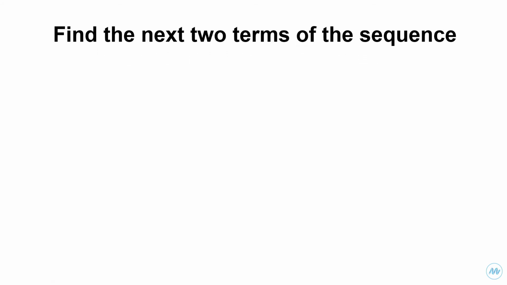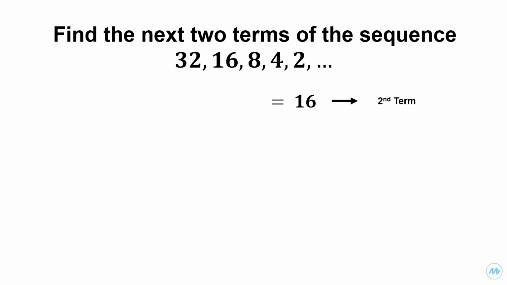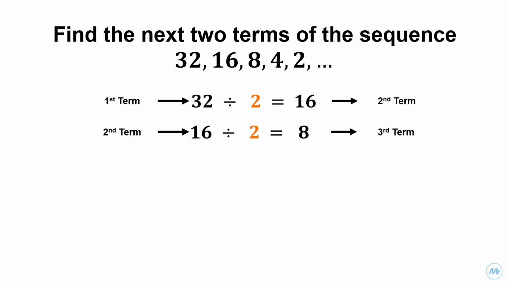Consider the next problem. Find the next 2 terms of the sequence 32, 16, 8, 4, 2, and so on. Again, let's look for a pattern using the given terms of the sequence. Notice that the second term 16 is 1/2 the first term 32. The third term 8 is 1/2 the second term 16.